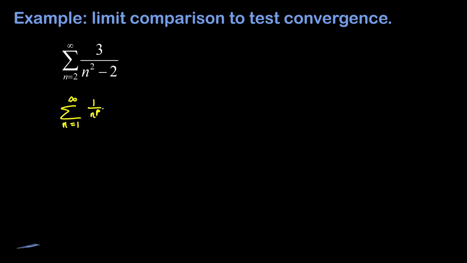For a p series, we normally wrote it like this. The sum as n goes from 1 to infinity of 1 over n to the power p. And we've already proven that this thing is going to converge if p is greater than 1 and diverge if p is less than or equal to 1.